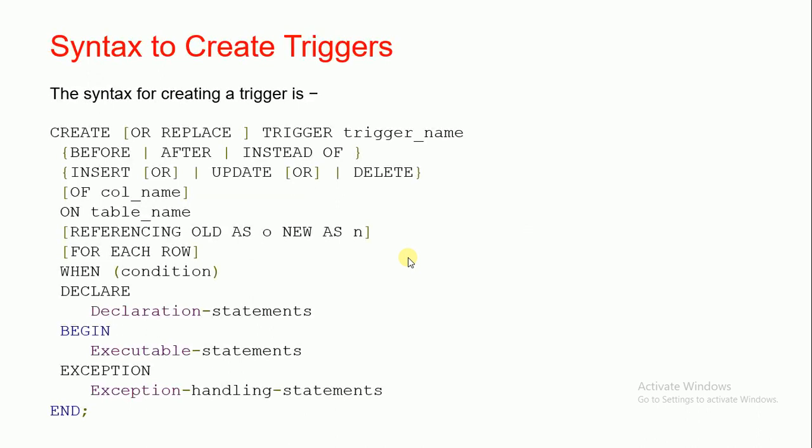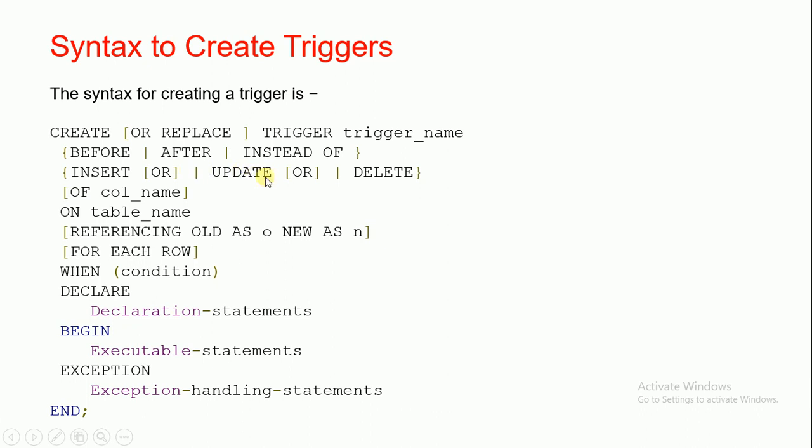So now we'll see the syntax of a trigger. CREATE is a keyword. Whatever is written in square brackets is optional. That is, you can use it this way, or without that also you can create a trigger. So CREATE OR REPLACE TRIGGER and then the trigger name. That means if the trigger is already created and you are replacing it with a new trigger, then you have to use the REPLACE keyword.